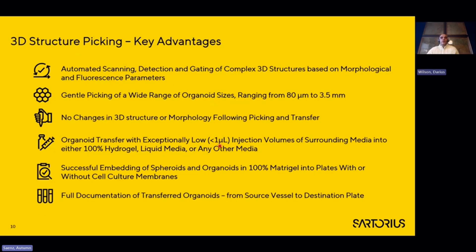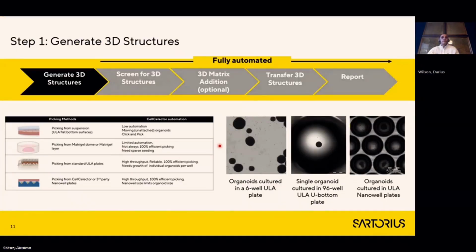And finally, you need full documentation of the transferred organoids, right from the beginning of identifying exactly what parameters we're putting into the software, what organoids we're picking, the actual pick list itself, to what has been picked into which wells in the destination plate. This is fully documented by the instrument as well. We believe there are 6 key advantages to organoid research using an automated workflow such as this.